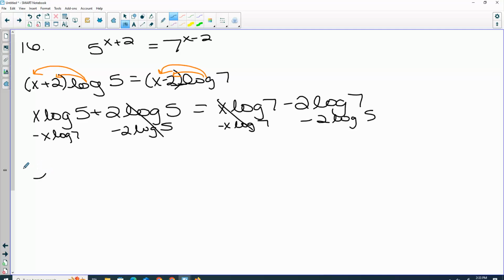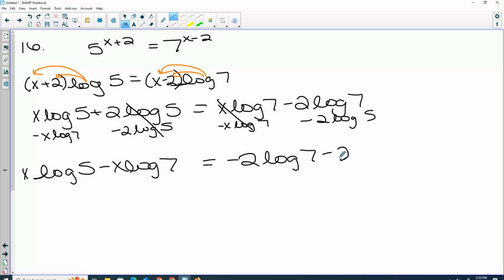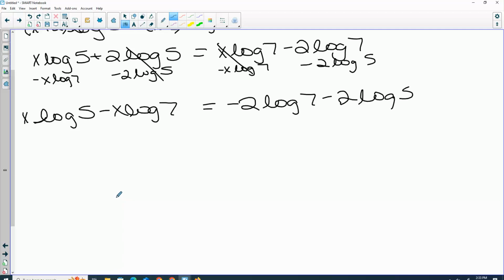So the way I set mine up, I would have x log 5 minus x log 7 equals 2 log 7 minus 2 log 5. Then what? Greatest common factor. They both have an x.